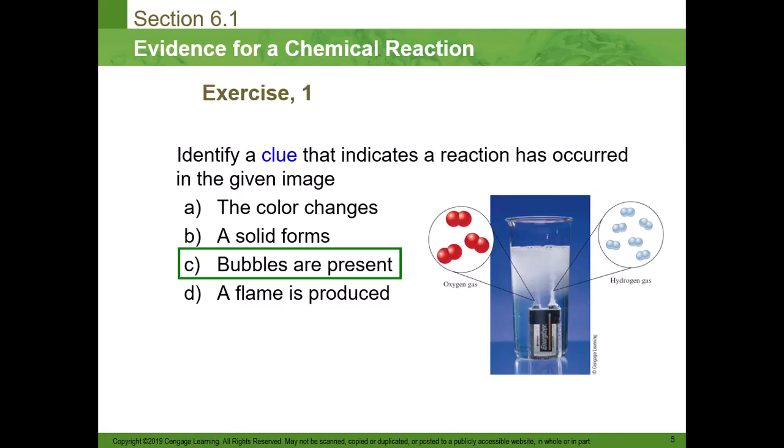Okay, we continue and we have an exercise, which is exercise 1. They say that we should identify a clue that indicates a reaction has occurred in the given image. So we have an image that we need to analyze. We have a beaker or a container. There's a battery inside here, and this battery is inside, I don't know whether I can say this is water or something, I'm not very sure. But what I can tell is that we have oxygen gas coming out on one side and hydrogen gas coming out on the other side.